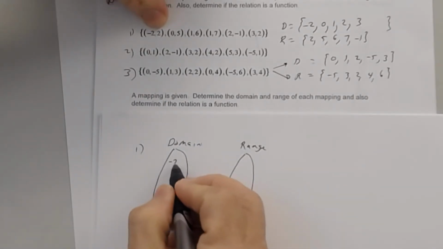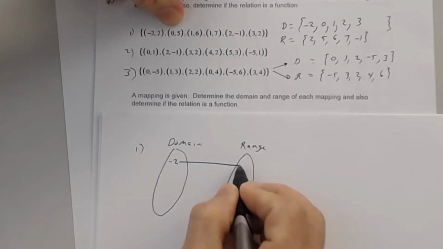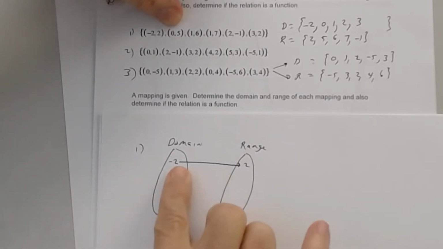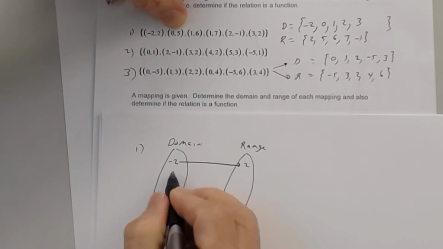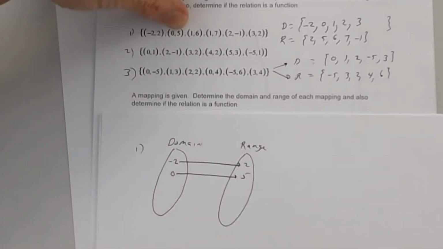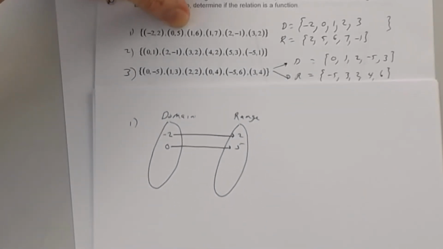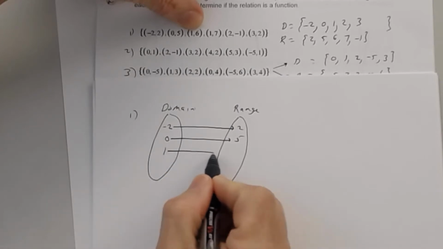All right, now here's what I would do. Go to each point. When x is negative 2, what is my y value? 2. So draw an arrow like this. When x is negative 2, it gets mapped to 2. Now let's do the next one. When x is 0, it gets mapped to what? 5. Just do it like that. If x is 1, it gets mapped to what? 6.